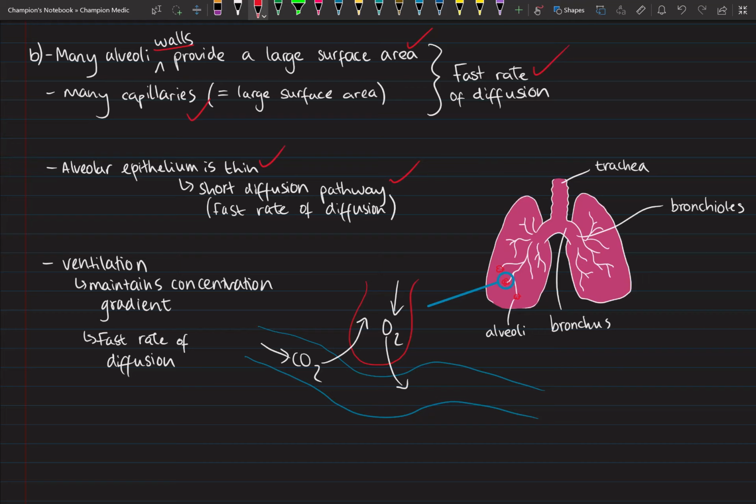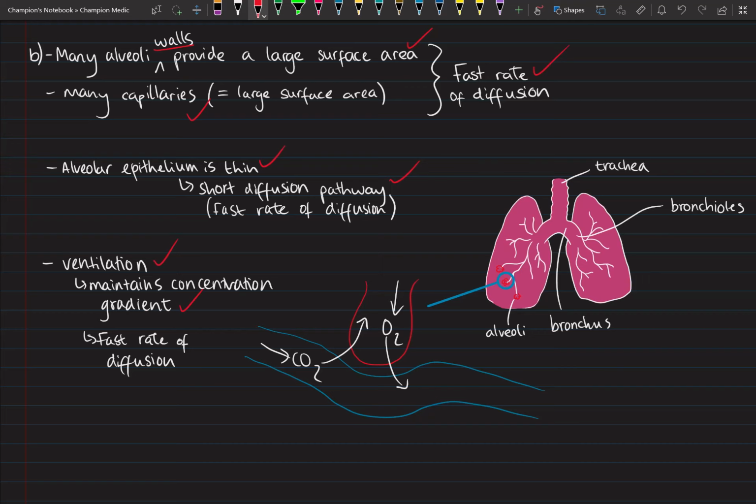Just on that point, make sure that you use scientific terms such as alveolar epithelium, because saying cell walls or thin walls won't get you the mark because it's not scientific enough for an A-level biology paper. So make sure you use words such as alveolar epithelium is thin. Then ventilation gets you a mark, and maintains a concentration gradient also gets you a mark.